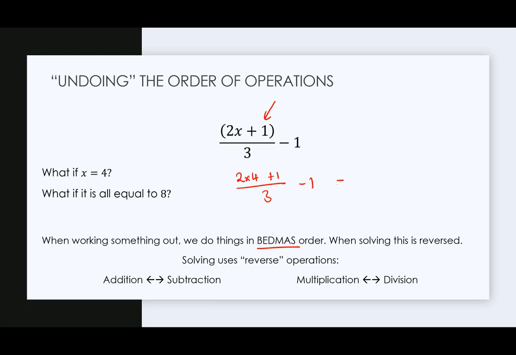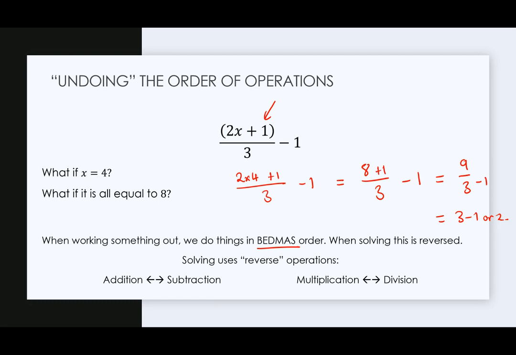So that means that we're going to get 2 times 4 first, which is 8. Then add the 1, which gives us 9. Then we're going to divide by 3, and then we're going to minus 1. That gives me 9 over 3 minus 1, which is the same as 3 minus 1, or 2. So we can see that our answer is 2. Now remember, in that whole process, I did everything in BEDMAS order. So I did brackets first, and then I did addition and subtraction last.